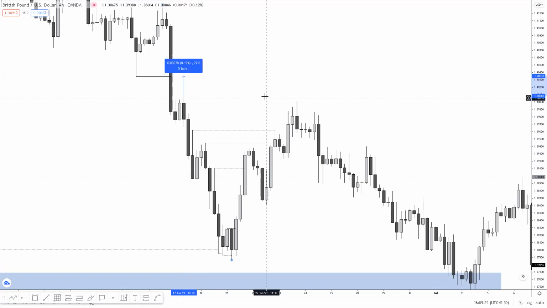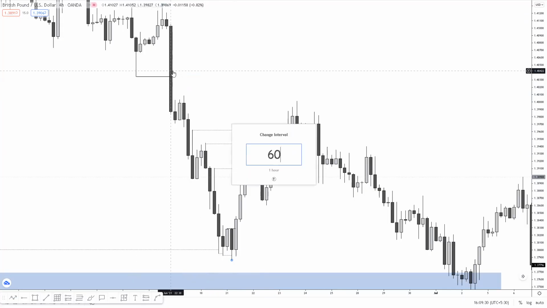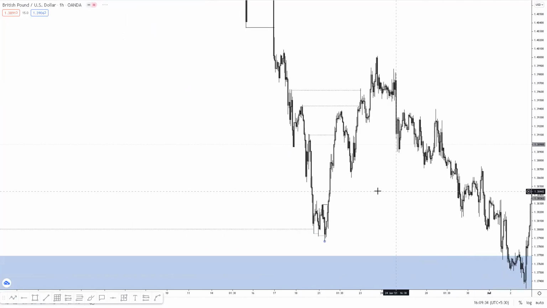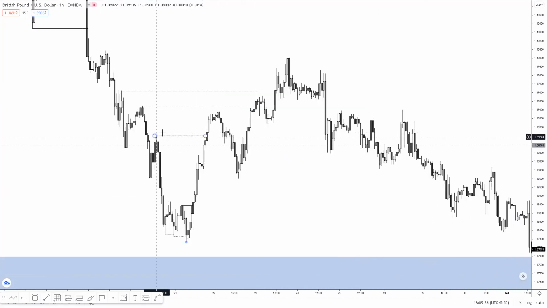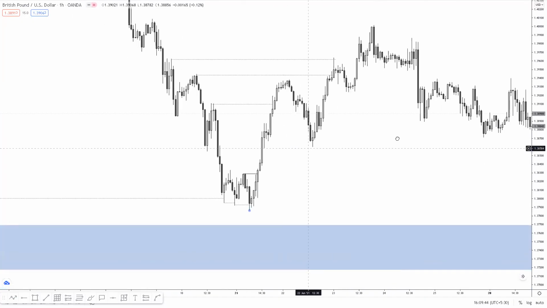I told you we should always choose the POI closest to the inducement. Now you see this, let's go back down to the 1 hour. Now we see this high has induced this high, and this high has induced this high, and then what happened, I'll tell it to you like this.